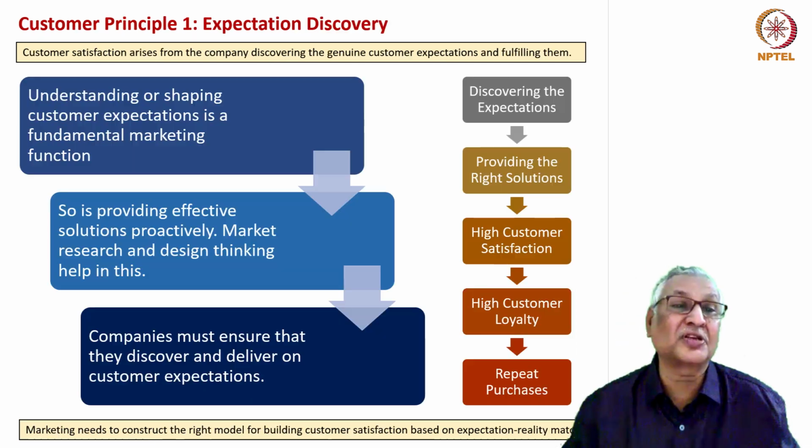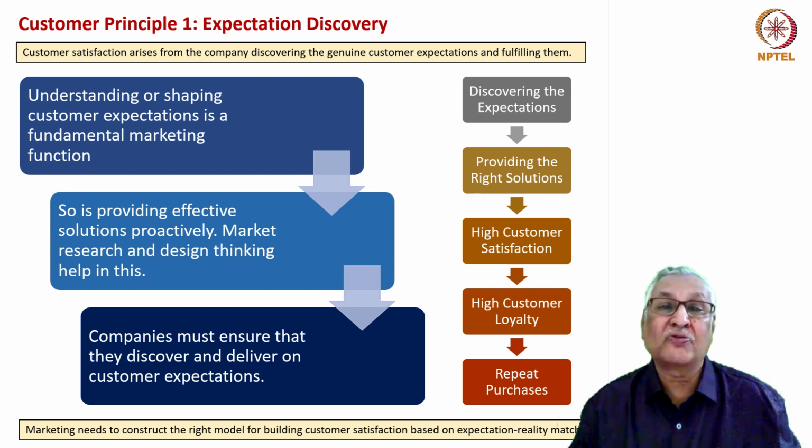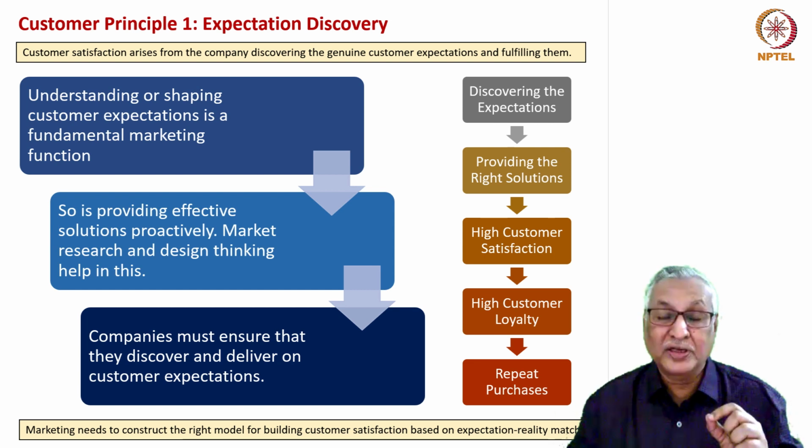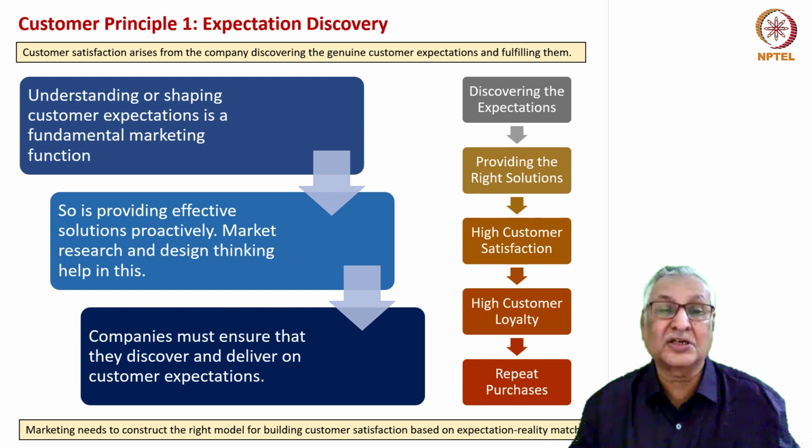Let's see some examples. Customer principle 1, expectation discovery. Customer satisfaction arises from the customer's expectations getting discovered by the company. And if the customer feels that the company is coming forward with the discovery of the customer expectations, the first step towards customer satisfaction is achieved by the company. So, understanding or shaping customer expectations is a fundamental marketing function.